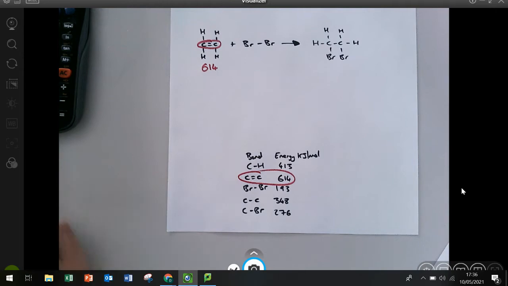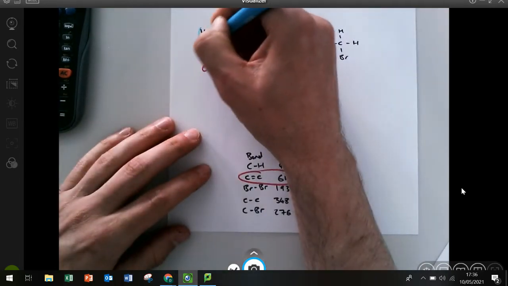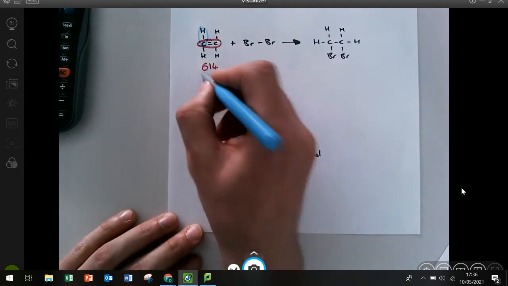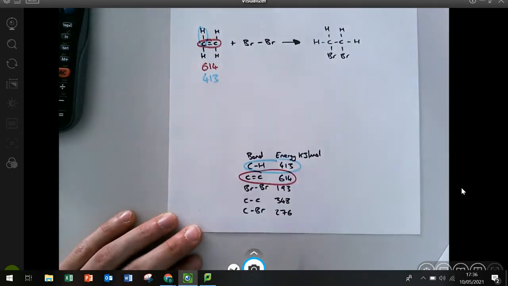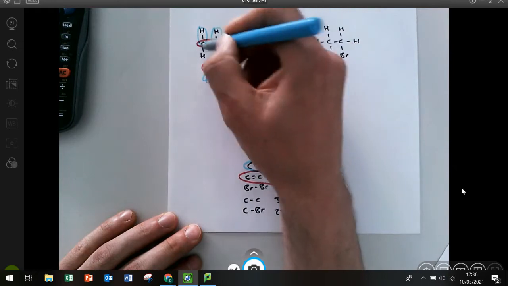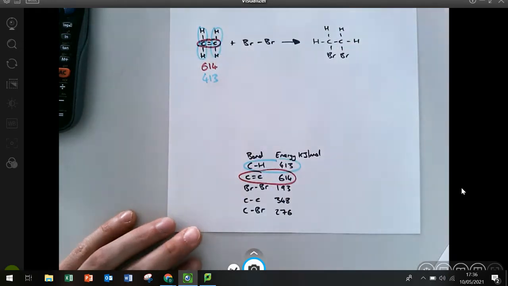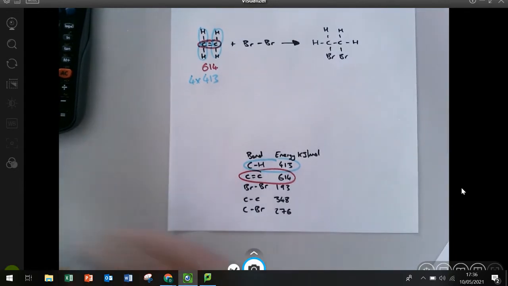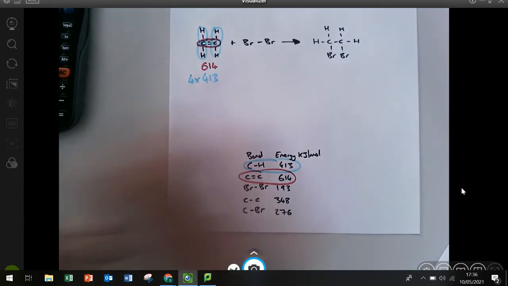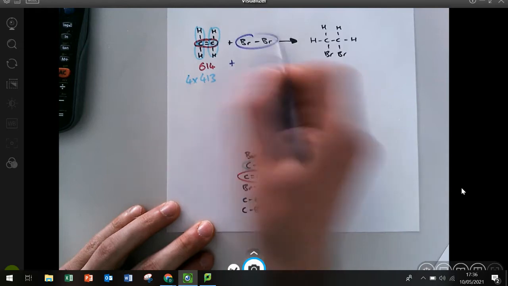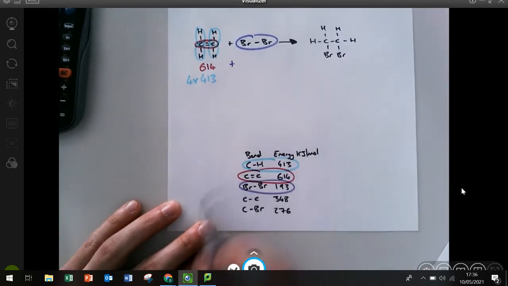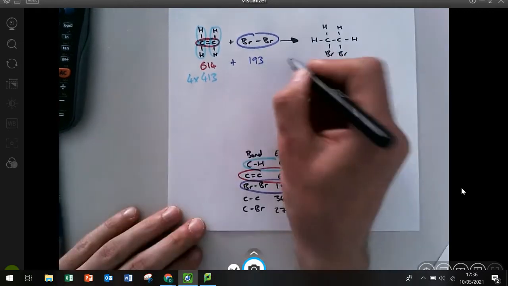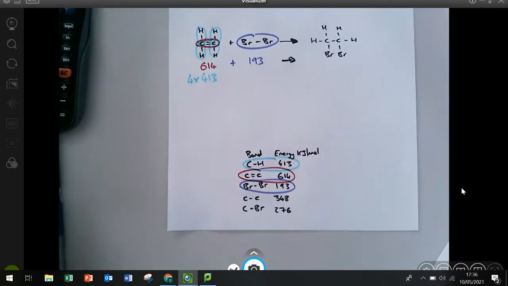What else? Well, I've got CH. So CH is 413. But how many do I have? I've actually got 2, 3, 4 CHs. So 4 times 413. And then I'm going to add on my bromine, which is BrBr, plus 193. And that is going to go to this side.